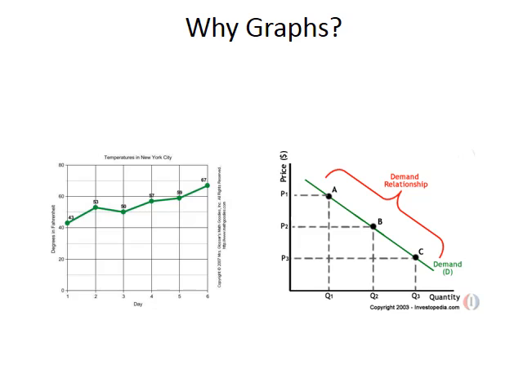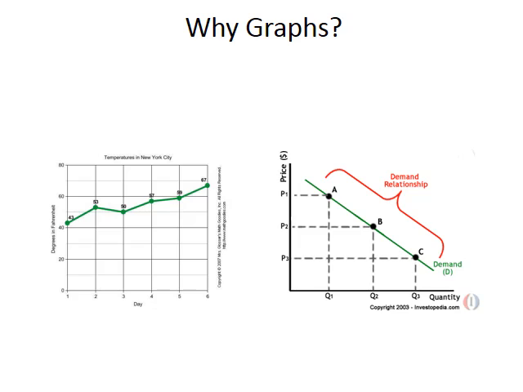Graphs are picture representations of numerical data. Economists use graphs for two basic purposes. First, economists use graphs to show change over time. The graph on the left shows how the temperature in New York City changed over a 6-day period. The vertical axis of the two-dimensional graph shows possible temperatures between 0 degrees Fahrenheit to 80 degrees Fahrenheit. The horizontal axis of the graph lists the days.